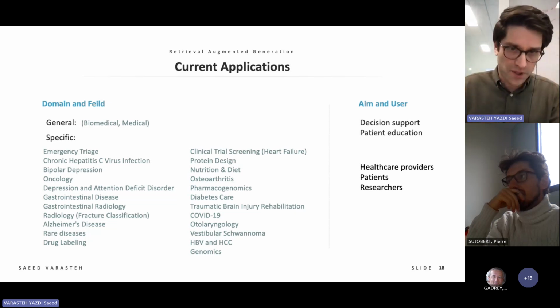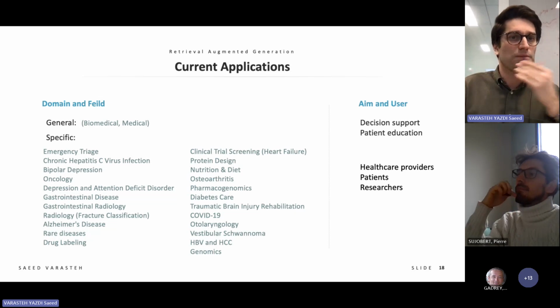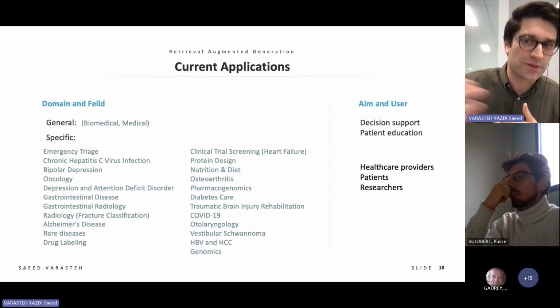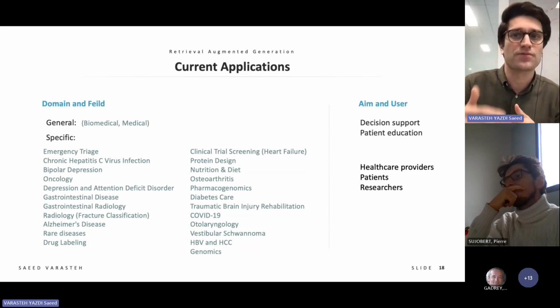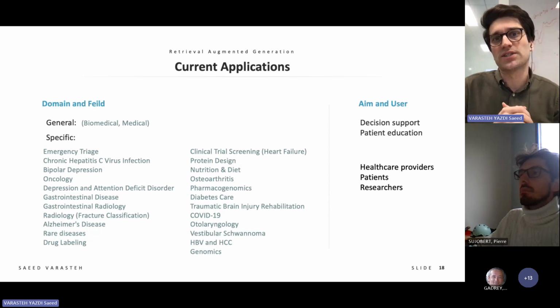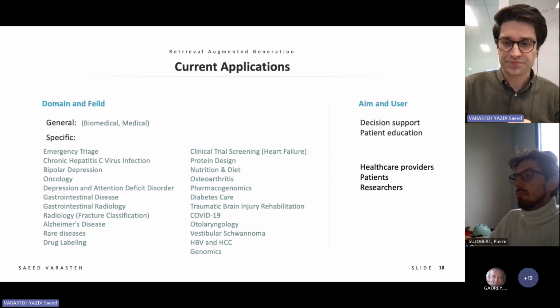We have seen other applications of them, for example, for patient education, maybe as chatbots answering questions about their problems or about a specific thing, for example, how to cure your diabetes. And researchers can also use them for their research.